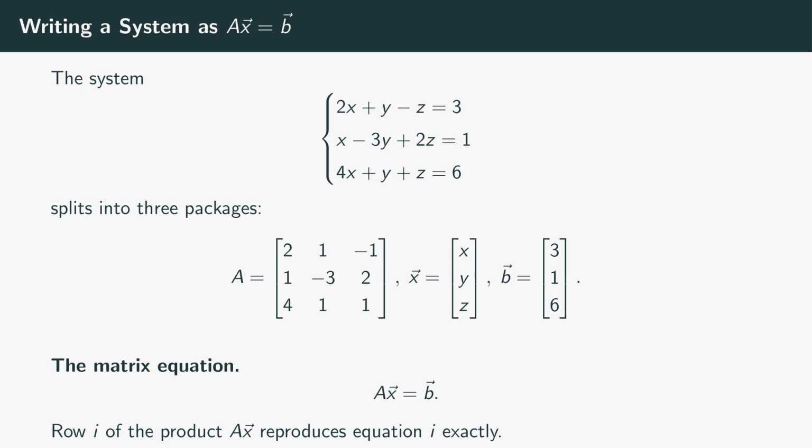Now here is the elegant payoff. The entire system collapses into the single statement A times x equals b. The rule for multiplying the matrix A by the vector x is built so that the first row of the product reproduces the first equation exactly, the second row reproduces the second equation, and so on. So this one compact matrix equation says precisely the same thing as the original 3 equations, just packaged for the machinery to come.